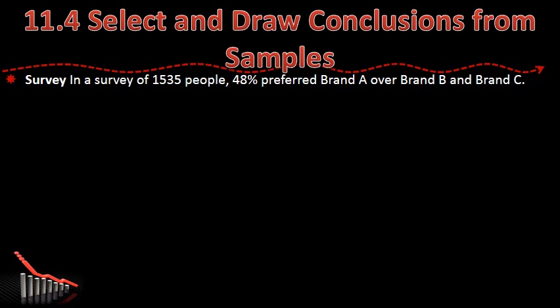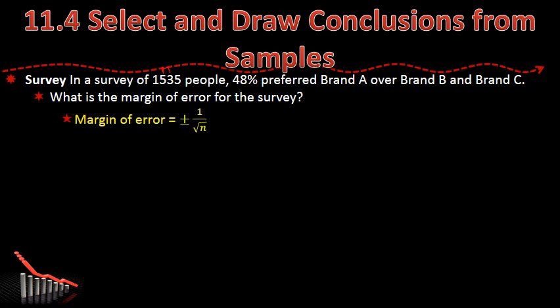So let's say we survey 1,535 people, and 48% of them prefer brand A over brand B and C. What is the margin of error for the survey? Alright, my sample size is 1,535. So the margin of error is plus and minus 1 over the square root of n. So I put in the 1,535 and it gives me plus and minus 0.026. Or, often it's in percent, plus and minus 2.6%.